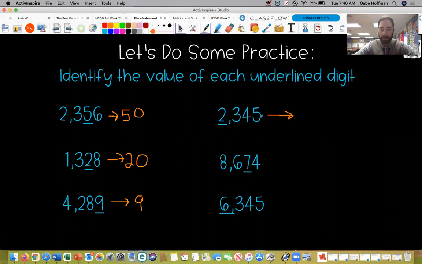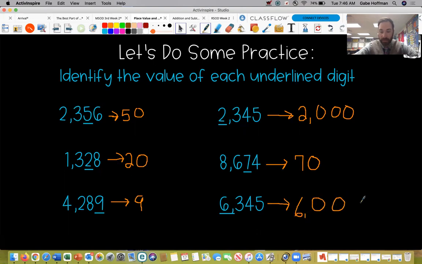Over here, ones, tens, hundreds, thousands. That 2 is in the thousands place. So if I have 2 in the thousands place, the value of that digit is 2,000. Ones, tens. I have a 7 in the tens place. That 7 tens is worth 70. And then over here, ones, tens, hundreds, thousands. The 6 underlined is in the thousands place. So the value is going to be 6,000. Again, I would always just start counting at the ones place because you might have a larger number.